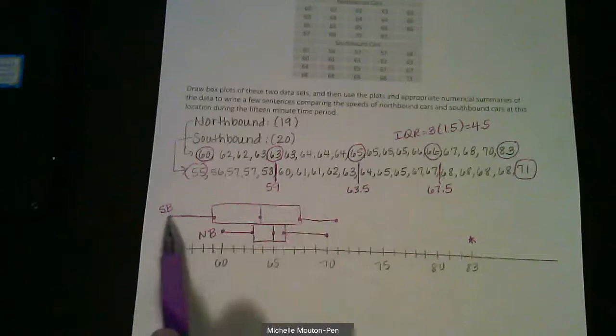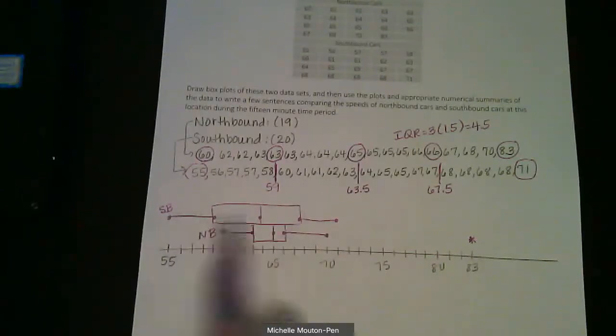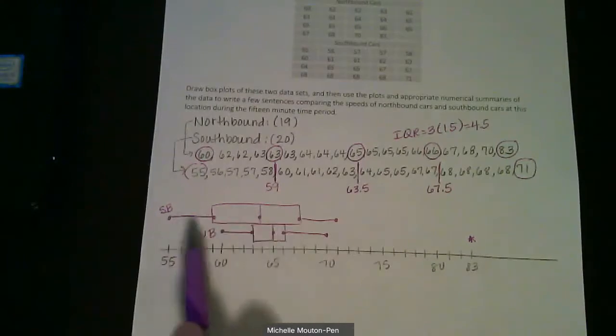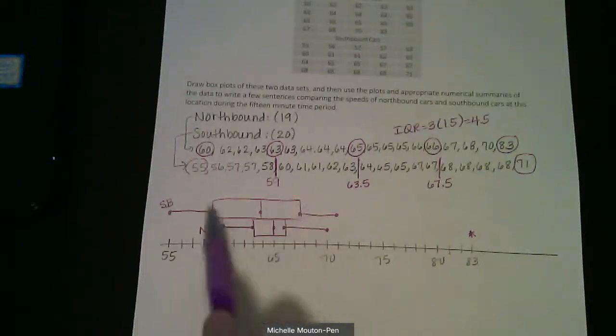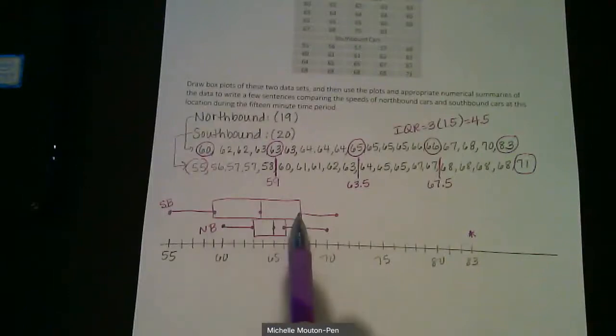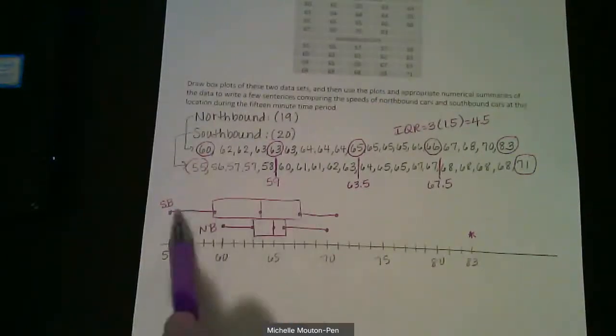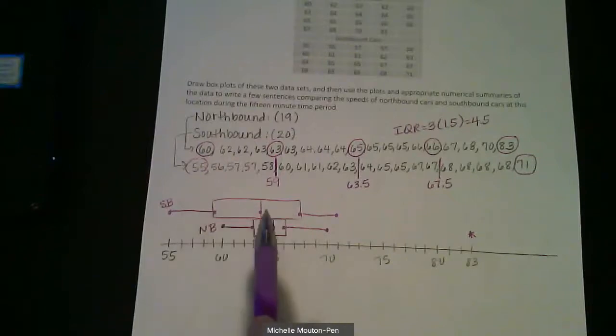Let's just kind of look at it. So if you look at the southbound, this right here is pretty even. It looks like our whiskers on the end are about the same length. It looks like our median is almost in the middle of our quartile 1 and our quartile 3. So this looks very evenly distributed.